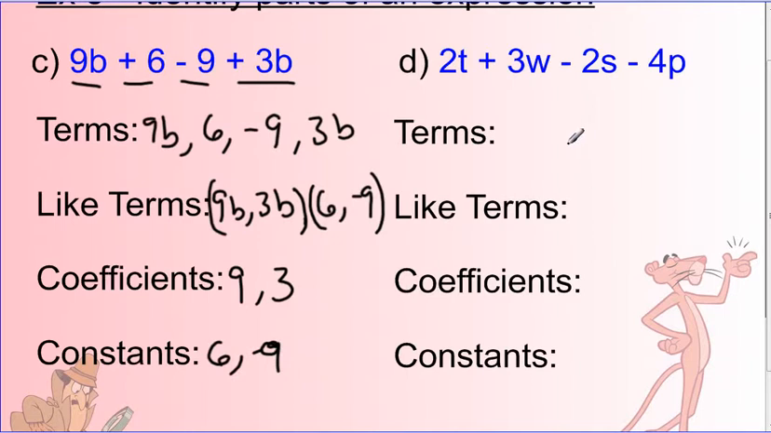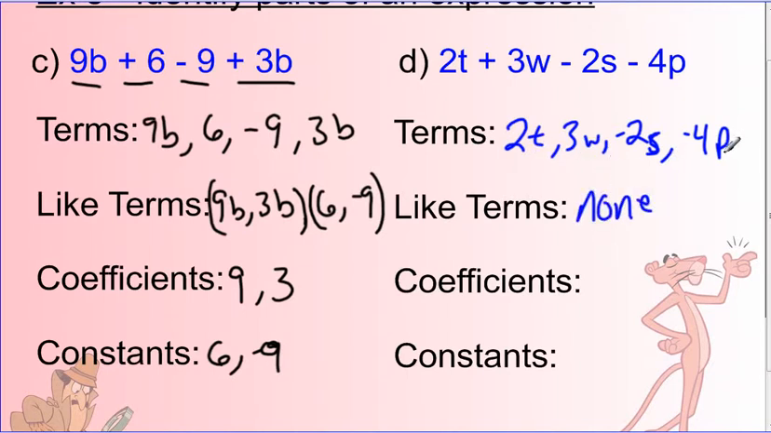And letter D, terms. 2t, 3w, negative 2s, looks like a 5 is an s, negative 4p. So everything here had a variable. Like terms, which things here have the same variable? The answer is none of them. Nothing here is alike.